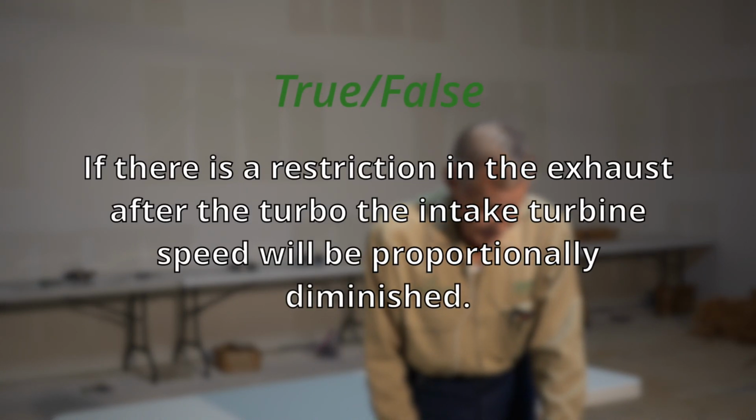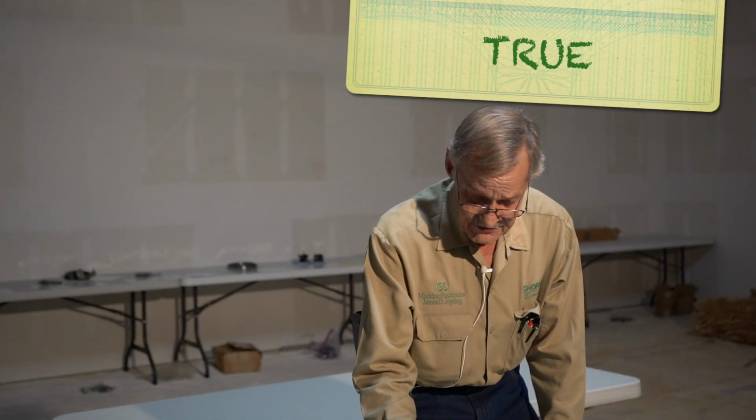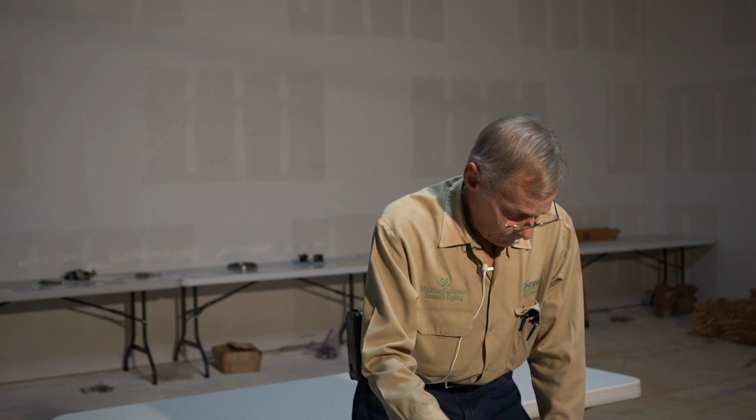If there's restriction in the exhaust after the turbine, the intake turbine speed will be proportionally diminished. That's true. There again, if we have a blockage in the exhaust gases coming out of this exhaust turbine, then it's going to start minimizing the speed of that turbine, therefore it's going to reduce the speed of intake because they are coupled with the shaft.